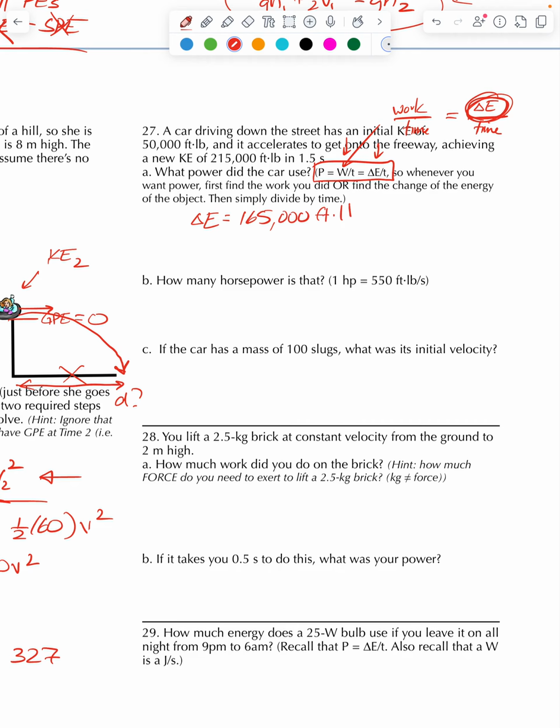You see that? And the power is the change in energy over time. So if it changed 165,000 foot-pounds in 1.5 seconds, we divide those, and that's going to give us the power in foot-pounds per second. And again, just relying on my answer key to be right, so I don't have to put it in my calculator, that is 110,000 foot-pounds per second, which is the proper unit for imperial power.